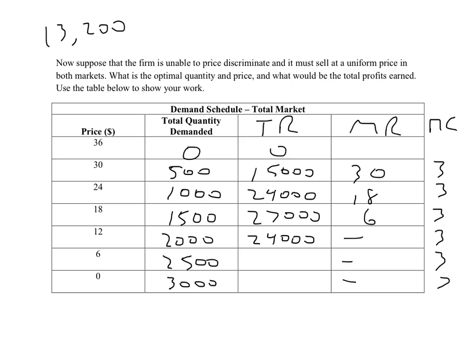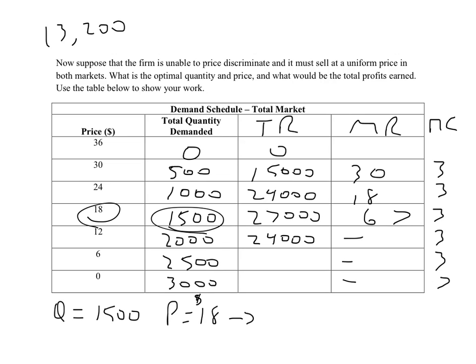And so the highest level of output at which marginal revenue is greater than or equal to marginal cost is at a quantity of 1,500 and a price of 18. So we're going to sell 1,500 units at a price of $18. Remember, when we price discriminated, I think we sold a total of 1,600 units. This gives us total revenue of $27,000.